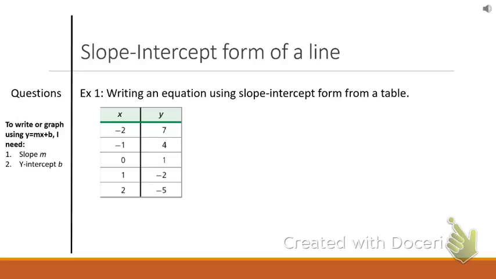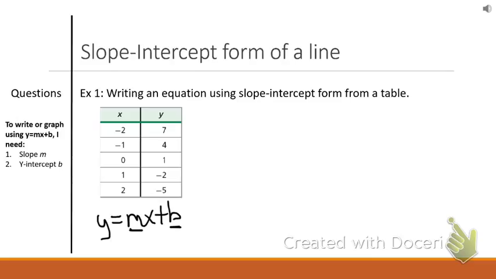So here's our first example of writing an equation using slope-intercept form from a table. When given a table, we know we need to write the equation. If the directions tell us to write the equation in slope-intercept form, we know at the end of the day we need something that looks like the equation y equals mx plus b. Unfortunately, I need to know two things that I don't have. I need to know my slope and I need to know my y-intercept.